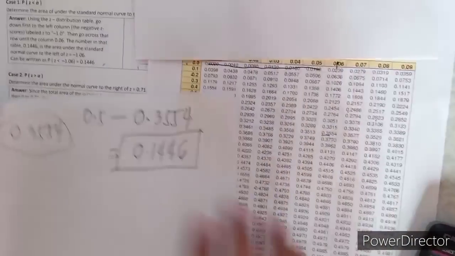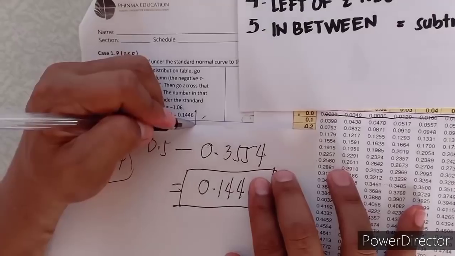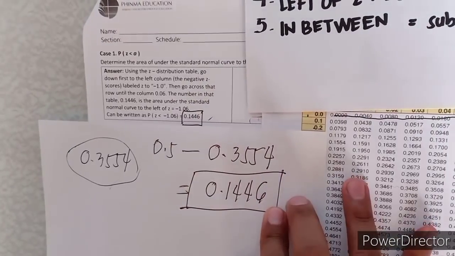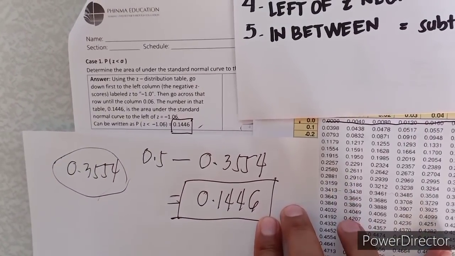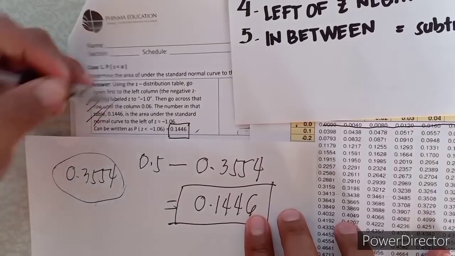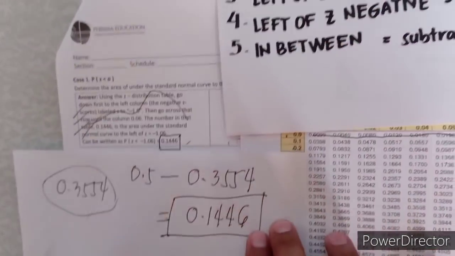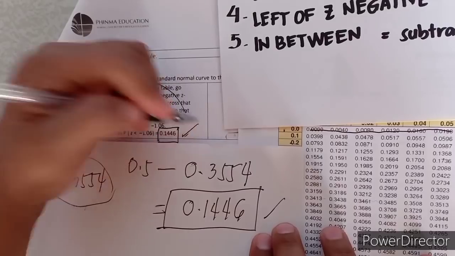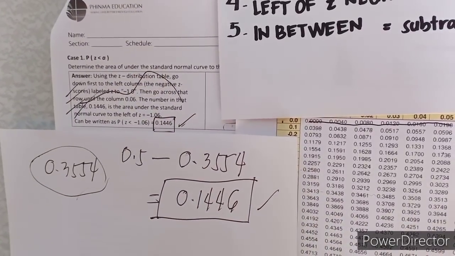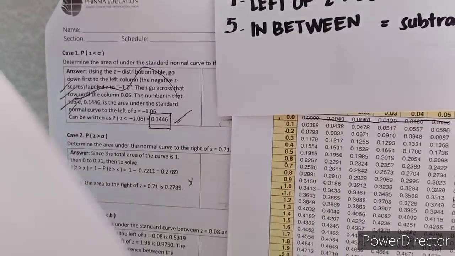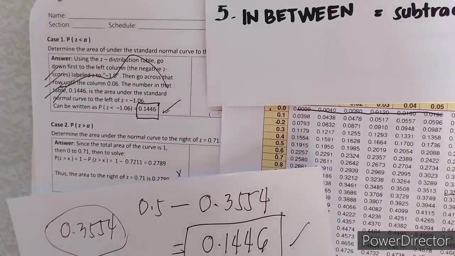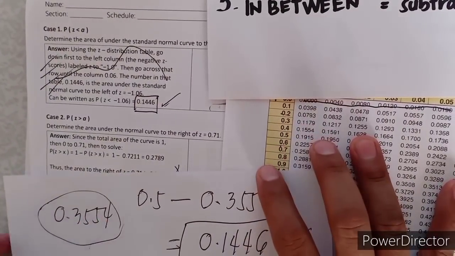Kung titingnan nyo mga anak, wala pong pinagkaiba sa answer sa inyong activity sheets. 0.1446. Hindi po tayo kung ano-ano mang condition ang ginamit. Ginamit lang po natin yung rules natin na palabas po natin ang parehong answer. Okay, let's have our example number 2. Actually, ma'am, this example number 2, mali po ang nasa activity sheet. Okay, so let's have our example number 2, ma'am.